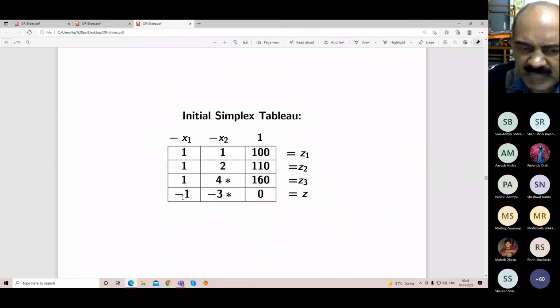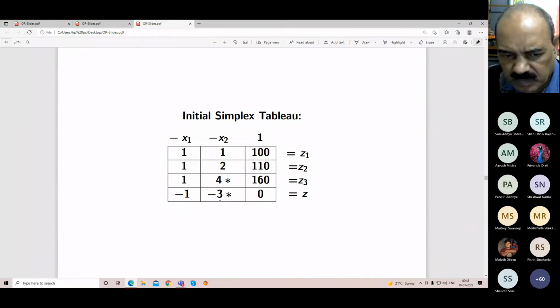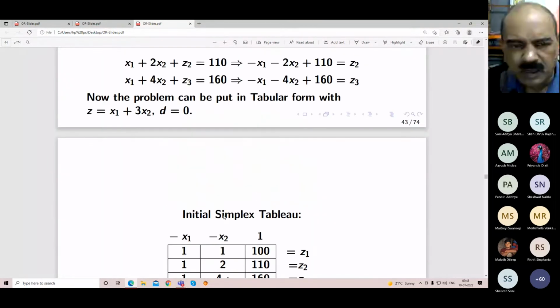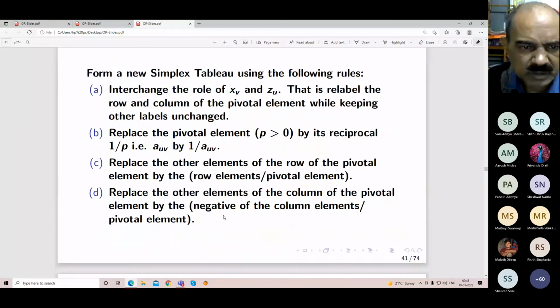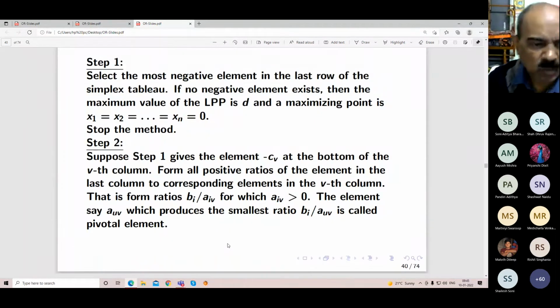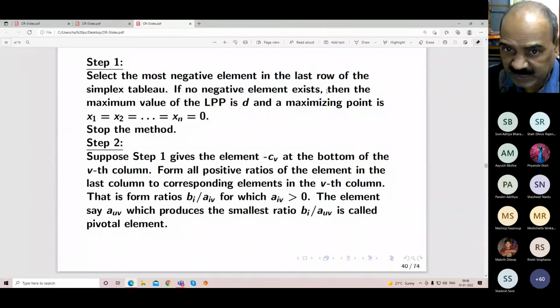If there is a tie, for example minus 1, minus 1, you can select either the first column or the second column, whatever. Here, since the most negative is minus 3, we select the element in the second column. Now see the further steps. In step 1, we select the most negative element in the last row of the simplex table. If no negative element exists, then the maximum value equal to D, and the maximizing points are all 0.